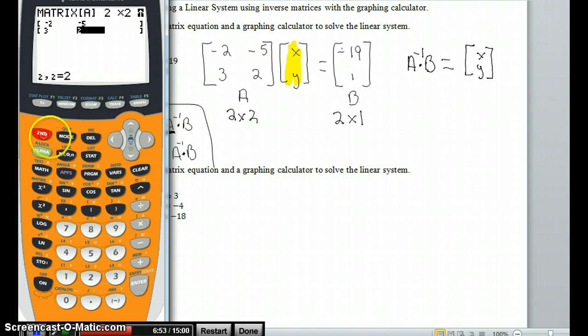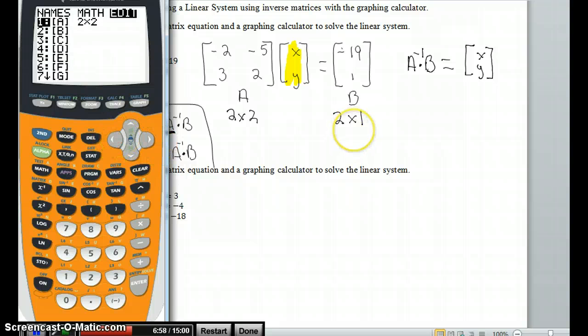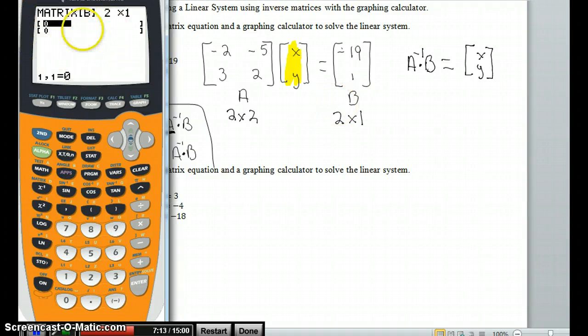Then I'm going to go to second, matrix, move over to edit, and I want to edit B. So I'm going to move down or just hit 2 at this point. Then I can hit 2, enter, and then 1, and create a 2 by 1. If you've got these numbers confused, you'll see right here that the matrix in your calculator will not match the one you want to type in, then you just adjust it. Now I'm going to plug in negative 19 and 1.